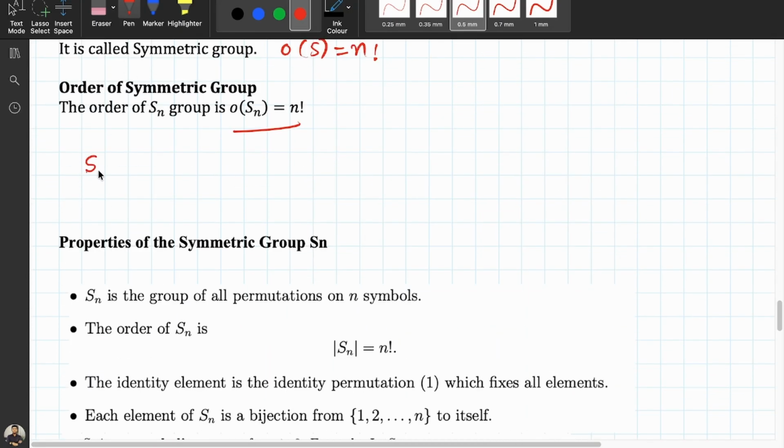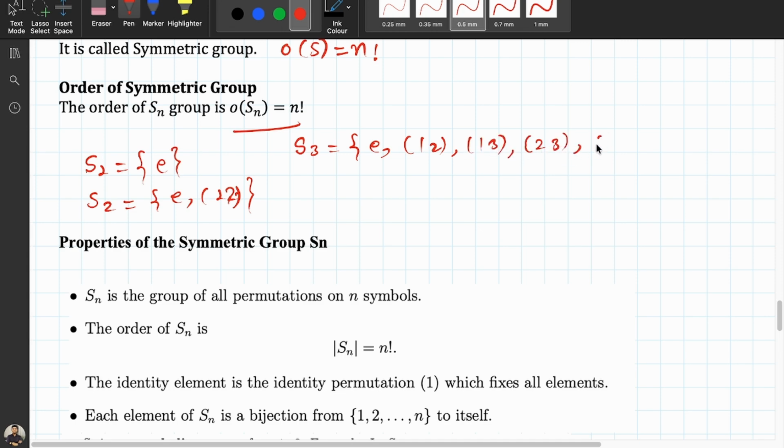Now we'll show different kinds of groups. The first one contains only the identity. What is S2? That is identity and (1 2). Okay, what is S3, which is something like this: identity, (1 2), (1 3), (2 3), (1 2 3) and (1 3 2). This is S3. What is S4? You can easily find it. Now one more thing is there.